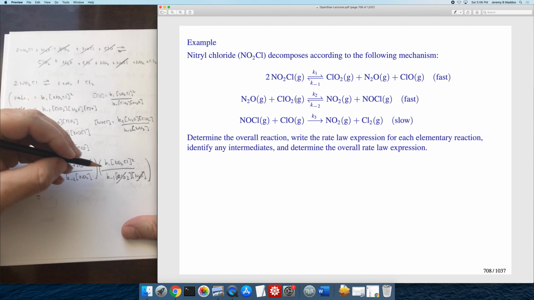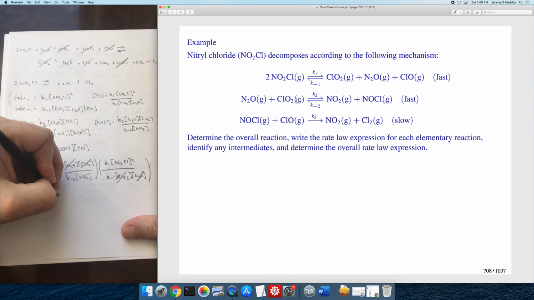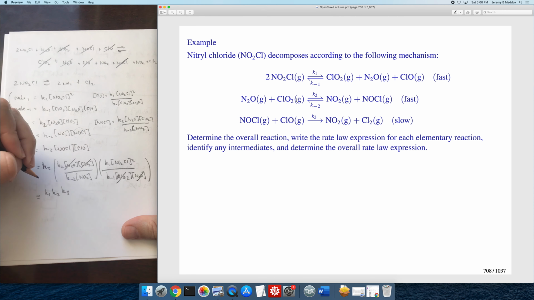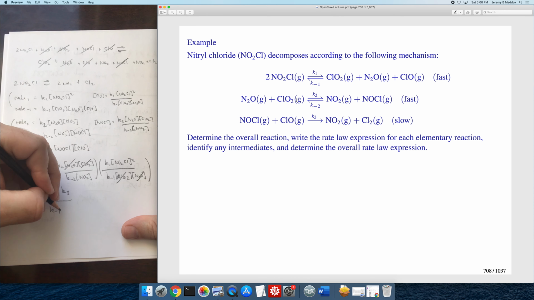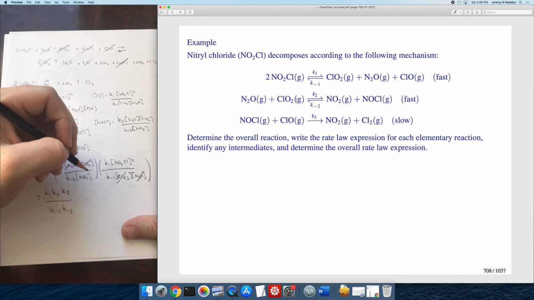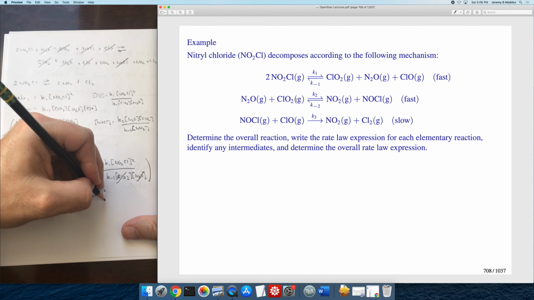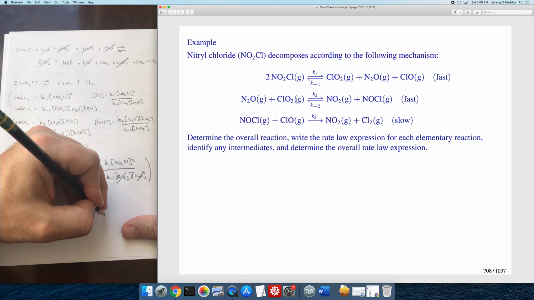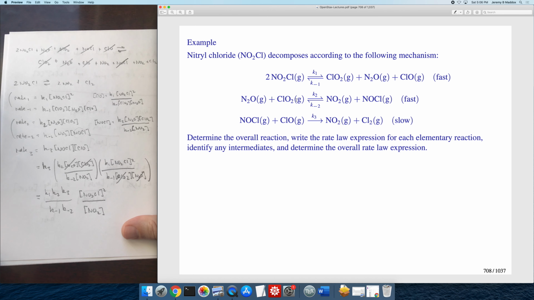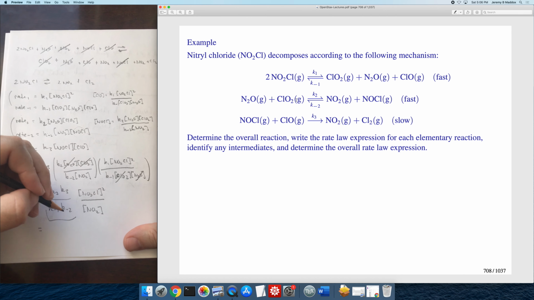So now what we'll do is collect the rate constants over here. It's going to be K1, K2, K3 over K minus 1, K minus 2, and then we've got NO2Cl squared over NO2, and that's our rate law. So for this one, it's a complex mechanism, and you get a complex rate law. So this would be our observed rate constant.